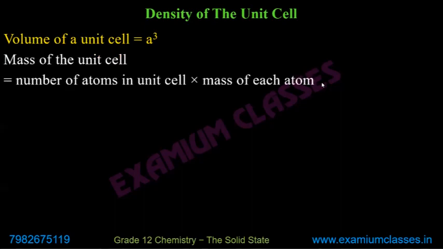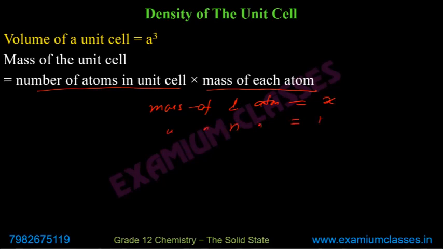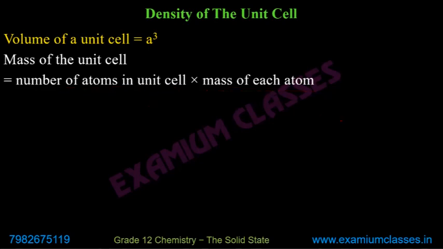So mass of the unit cell is equal to number of atoms in the unit cell into mass of each atom. This is something very basic math. If mass of one atom is x, then mass of n atoms will be nx. So that's what is written here. Number of atoms n and mass of each atom x. So mass of the total unit cell will be number of atoms and mass of each atom.